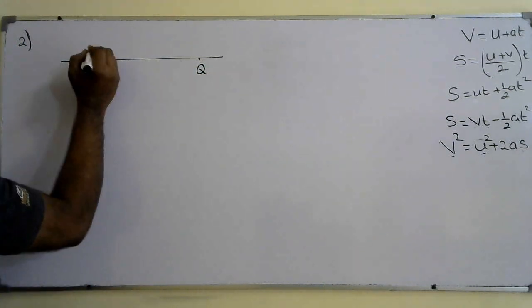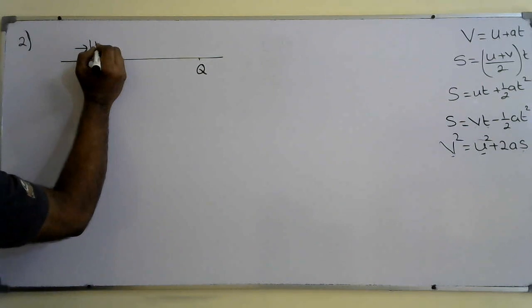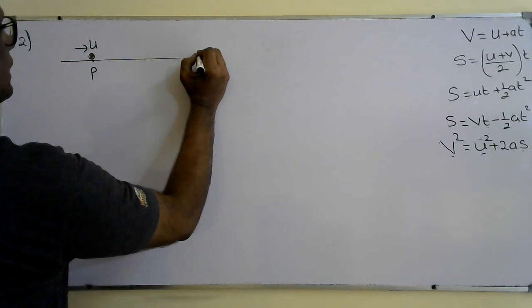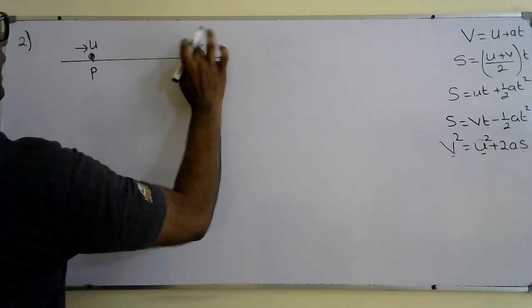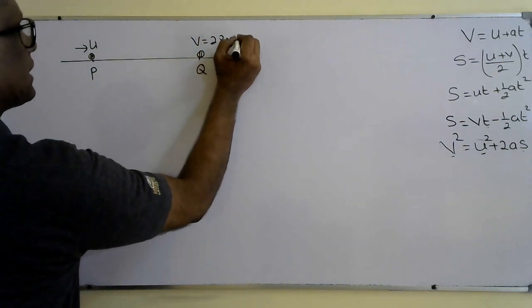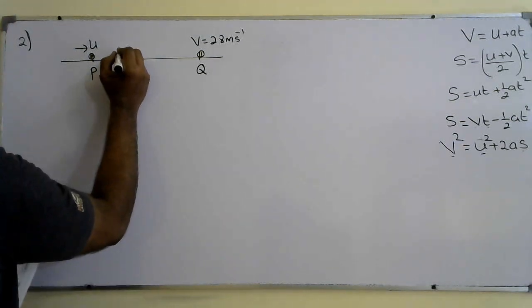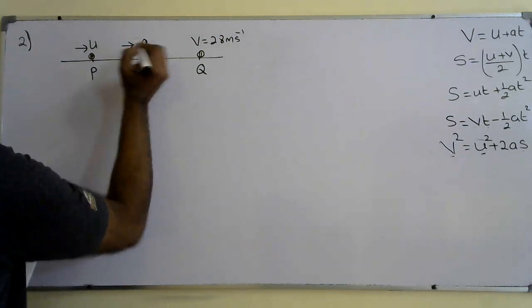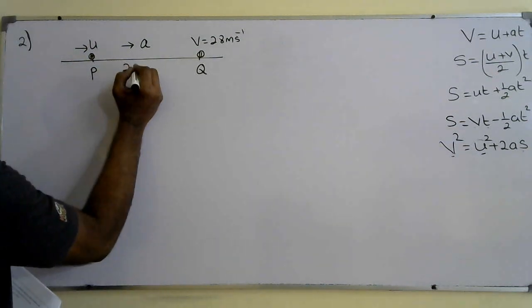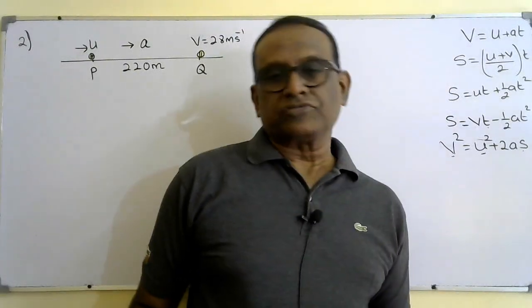When it passes point P, I'll show the motorbike like a particle, its velocity we don't know, let it be u. Then when it passes the point Q, the velocity at point Q is 28 meters per second. The acceleration is not given, but it is mentioned that it has uniform acceleration, and the distance from P to Q is 220 meters. The question: find the acceleration of the motorbike.